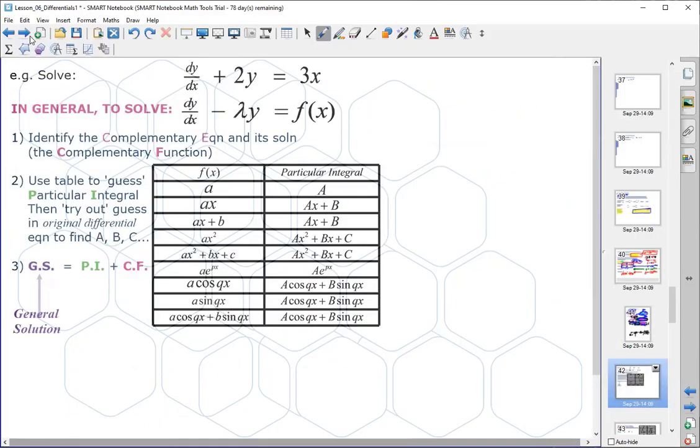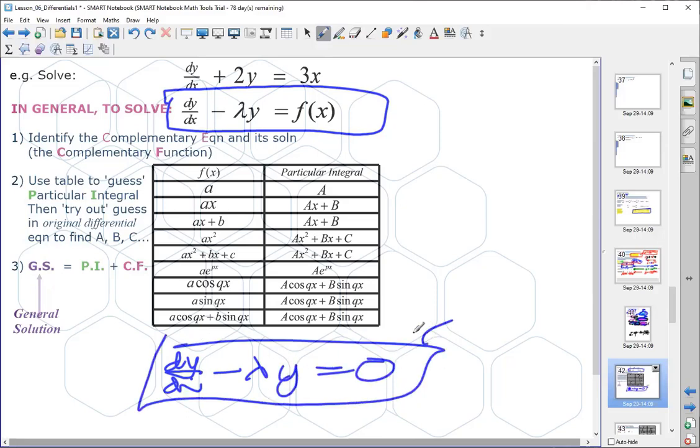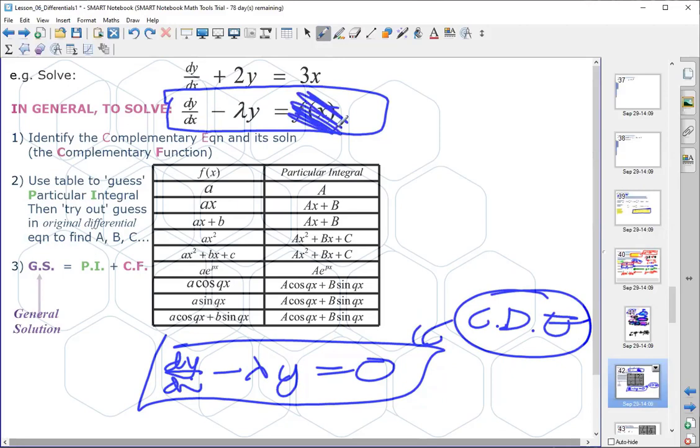Okay, so here we go. We want to solve this type of differential equation. So what we're going to do is we're going to say, this is our differential equation. If you imagine it's dy by dx minus lambda y equals 0, this is called your complementary differential equation, your CDE. You just scratched off the f(x) off the end. You just scratched off the 3x off the end, and you just called it 0, yeah?